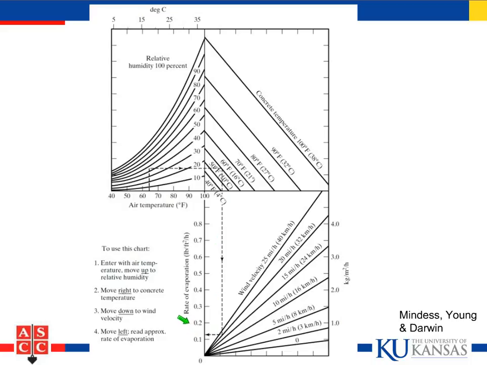A general rule is you want a rate of evaporation of no more than 0.2 pounds per square foot per hour. But if you have a low bleed concrete, such as one with silica fume in it or fly ash, then you may want to be closer to 0.1, a rate of 0.1 pounds per square foot per hour.